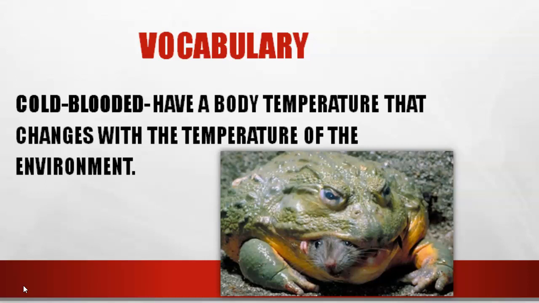So our first vocabulary word is cold-blooded. And cold-blooded means they have a body temperature that changes with the temperature of the environment. So their body temperature matches the temperature that's outside. And yes, you can see that the frog is eating a mouse right now, but a frog is a cold-blooded animal.